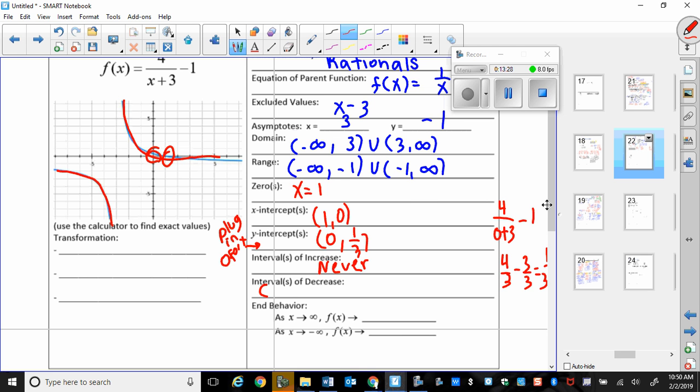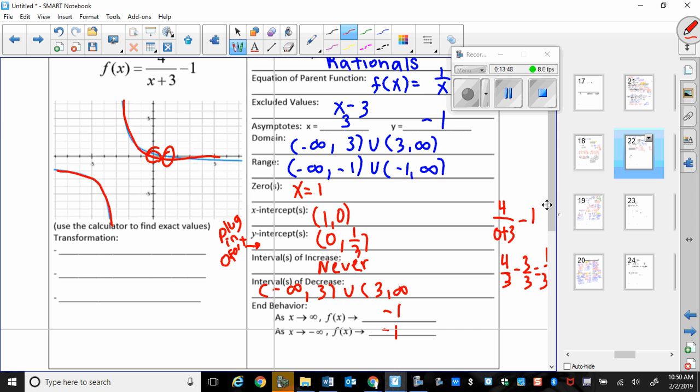But for the domain, the values of decrease go, it's just a repeat of the domain. My end behavior goes up to negative 1 as we're headed to the right, and it goes to negative 1 as we're headed to the left.